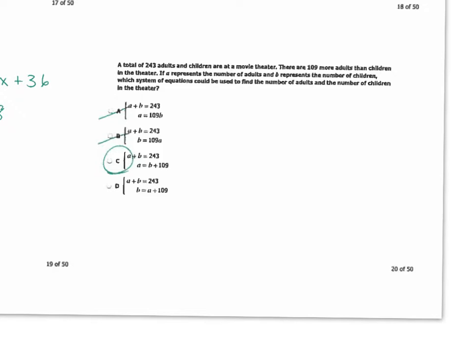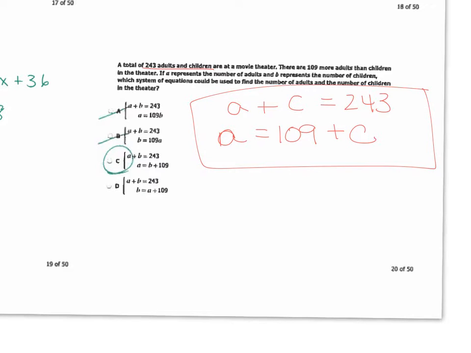If I go over and look at number 20, a total of 243 adults and children are at a movie theater. So if I take all my adults and all my children, they better equal 243. There are 109 more adults than children. So adults is 109 plus whatever the kids are. Which system of equations represents the number of adults and number of children? So all I wanted to know was these equations.